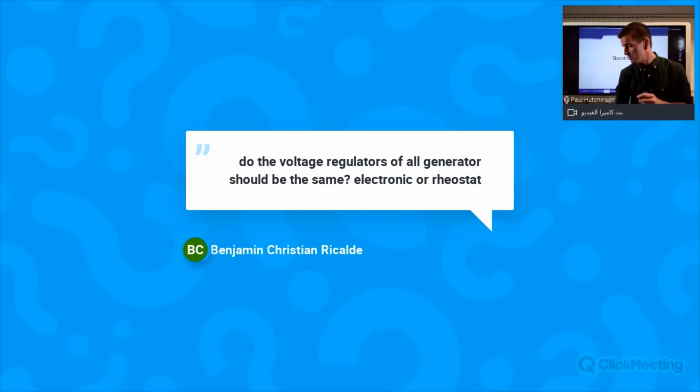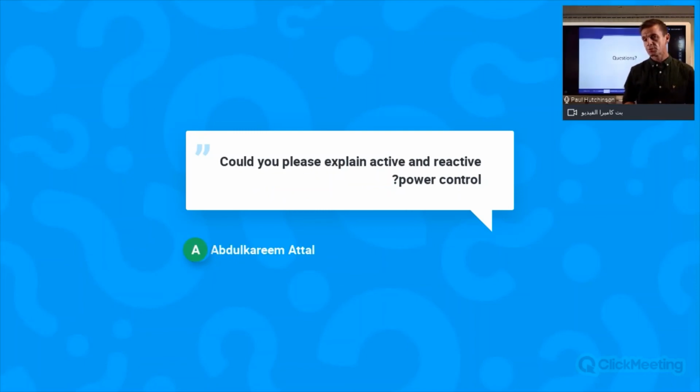Yes, Benjamin, you've asked, should the voltage regulators of all generators be the same? The answer is yes, they should all be the same. Remember, that would be part of your pre-commissioning of the gen sets. We said you get a multimeter, normally a Fluke, and you ensure that what you measure at each of the breakers is exactly the same, and that you don't have a large difference in the voltage output. So thank you for that.